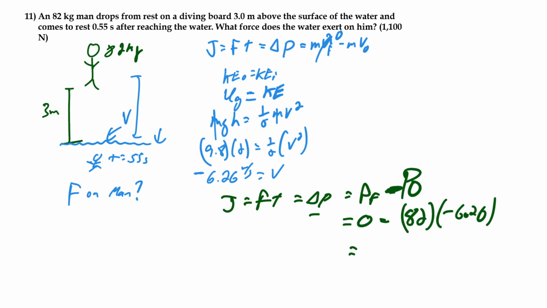So 82 times 6.26 gets me negative, equals 513 kilogram meters per second. Okay, and then that equals force times the time, which was 0.55 seconds. So we'll divide by 0.55, and if we get the same answer they got, 933.